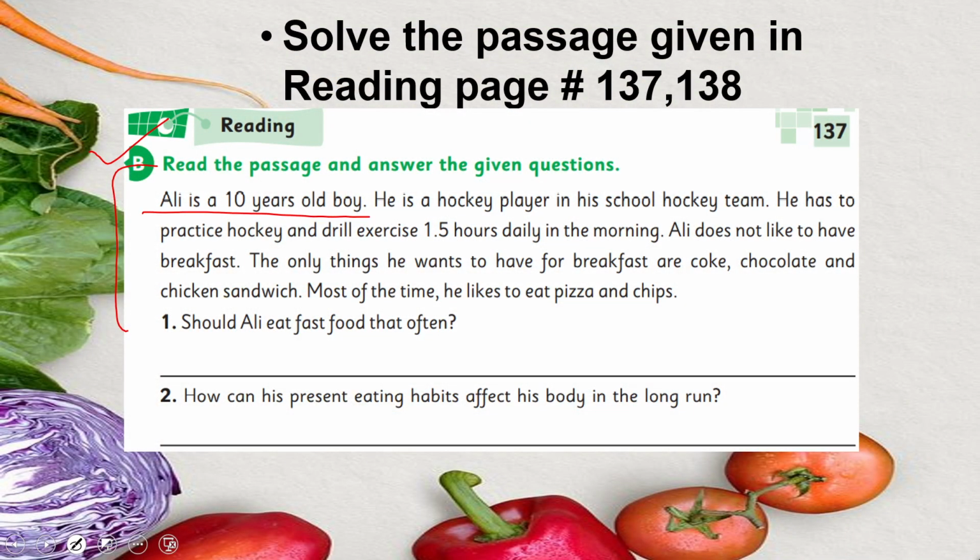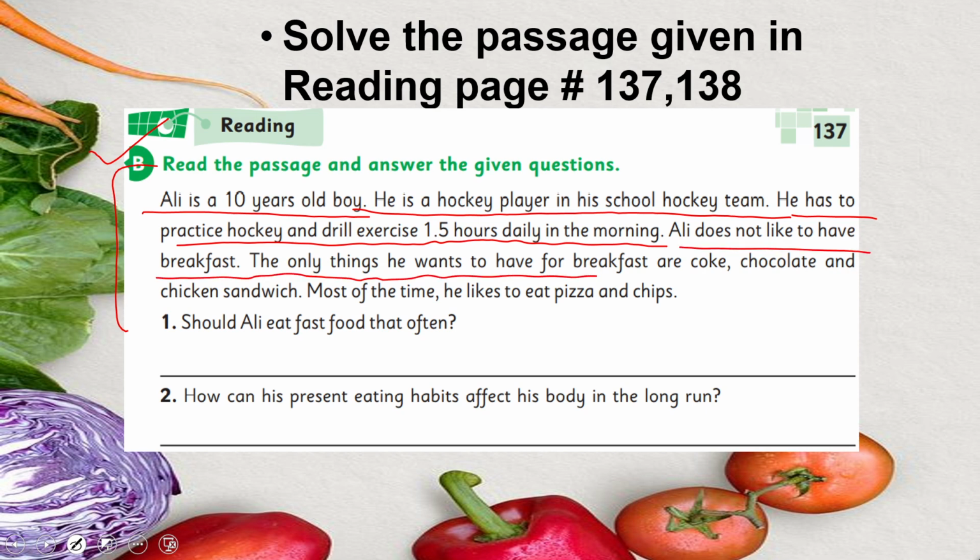Ali is a 10 years old boy. He is a hockey player in his school hockey team. He has to practice hockey and drill exercise 1 to 5 hours daily in the morning. Ali does not like to have breakfast. The only things he wants to have for breakfast are Coke, chocolate and chicken sandwich. Most of the time he likes to eat pizza and chips.